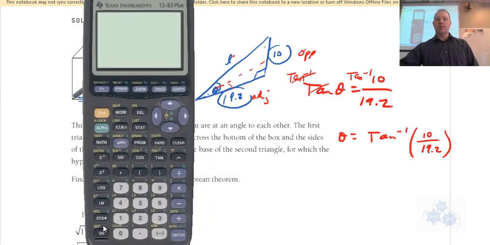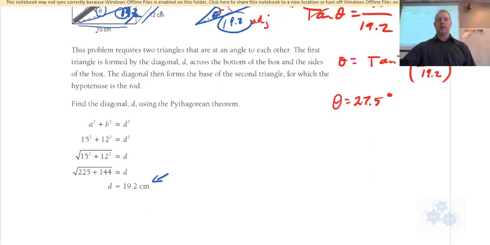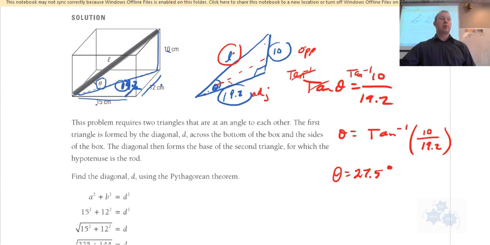And I'll just do that for you real quick over here. We're doing some grade 12 stuff. So second function tan of 10 divided by 19.2. Just put that in the brackets. You don't have to do any extra work. Should be about 27.5 degrees. Okay? So you can find that angle before you even find L if you want. And L, of course, Pythagorean theorem. Okay? Any questions about that?